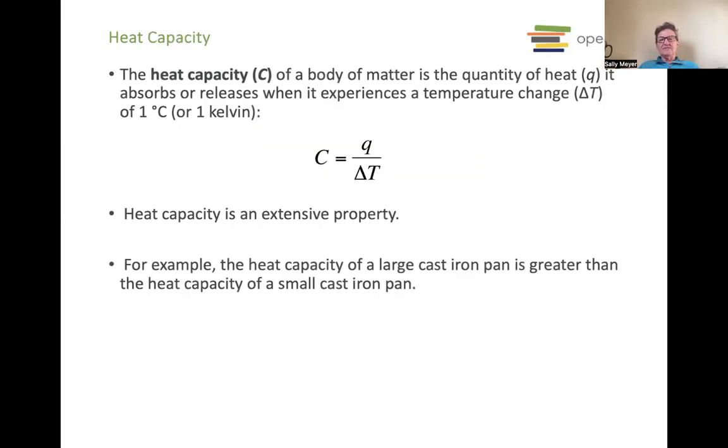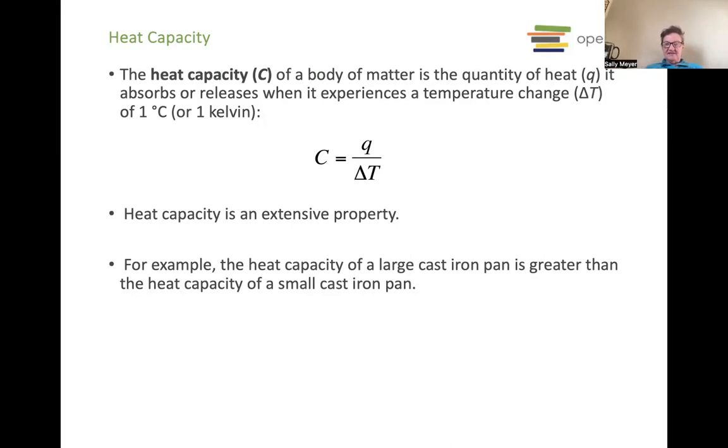So by knowing the heat capacity of something, we're going to be able to measure the heat that flowed in or out of that system. The heat capacity, usually given a capital C, not to be confused with capital C for kilocalories, of a body of matter is the quantity of heat that's absorbed or released when it experiences a temperature change. So it's going to have units of heat over delta T.